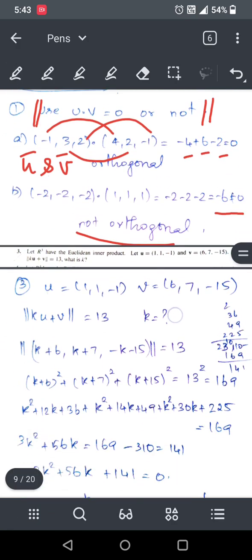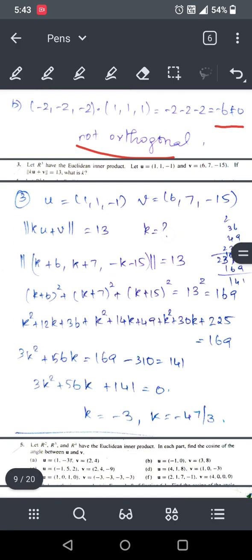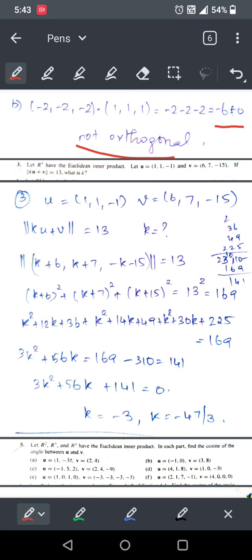So for the next sum, they gave the value of u as 1, 1, -1 and v as 6, 7, -15, and the norm of ku plus v is equal to 13.